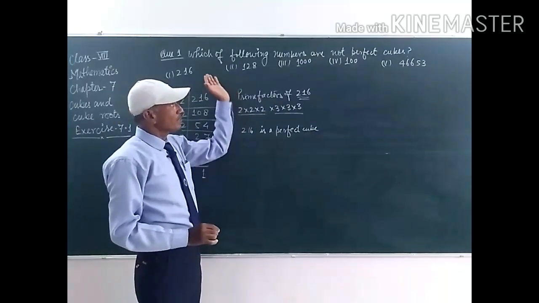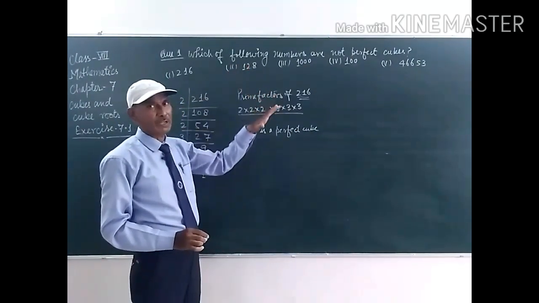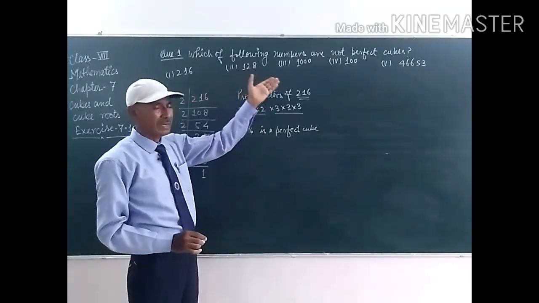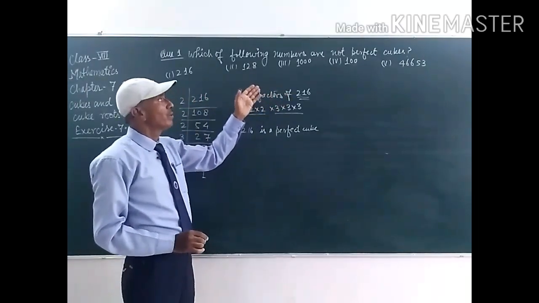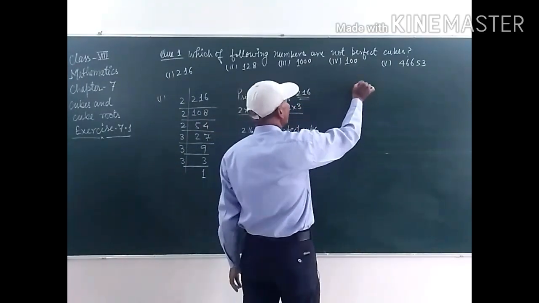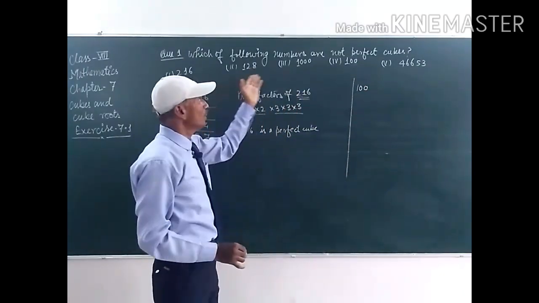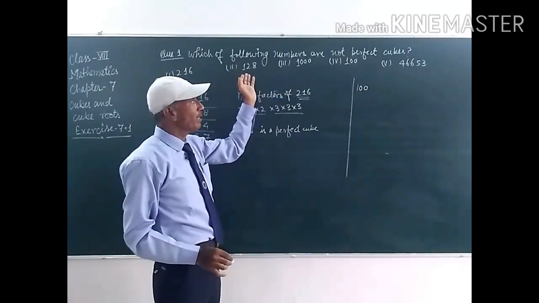So, in this question, student, we have to find which number is not a perfect cube. So, we have to check all the numbers one by one. So, check this number, student, this one, 100. These two numbers you have to check yourself, student.